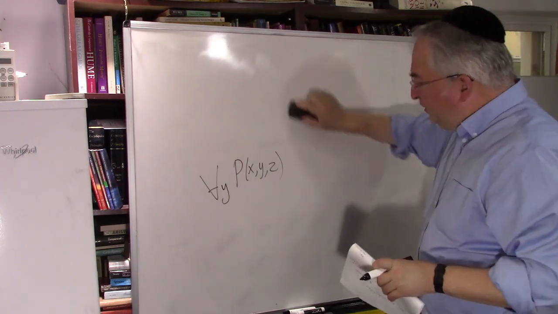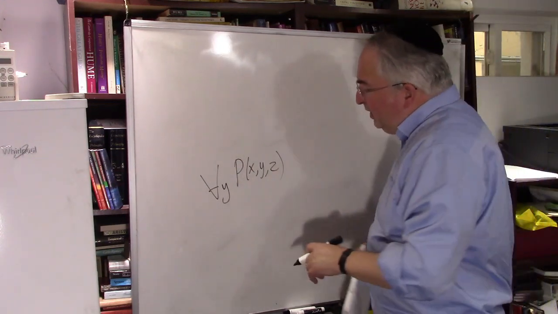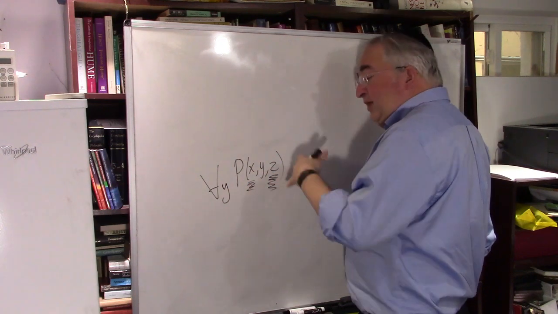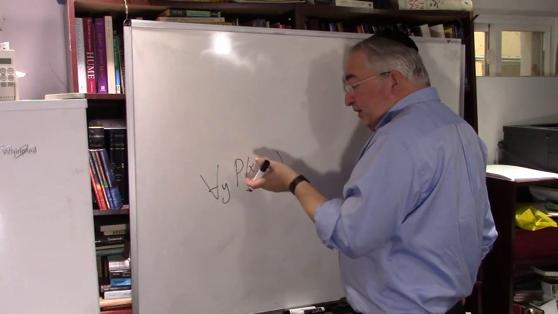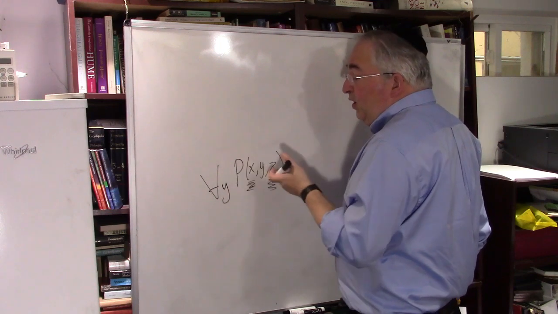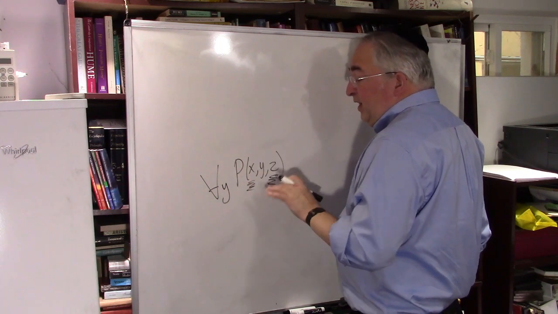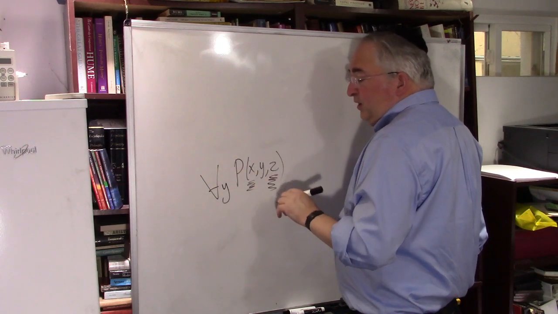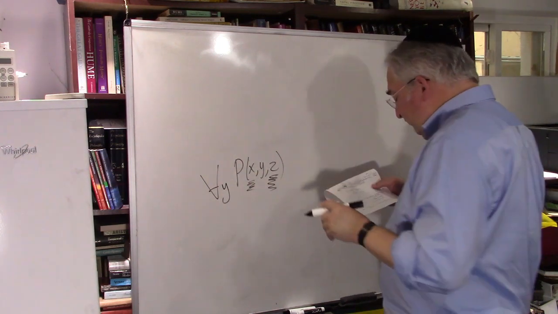Okay? Now, this is a statement that depends on x and it depends on y. You plug in a number for x, you plug in a number for y, or you plug in something for x and z, and it's either true or false. Okay. Now we separate variables.